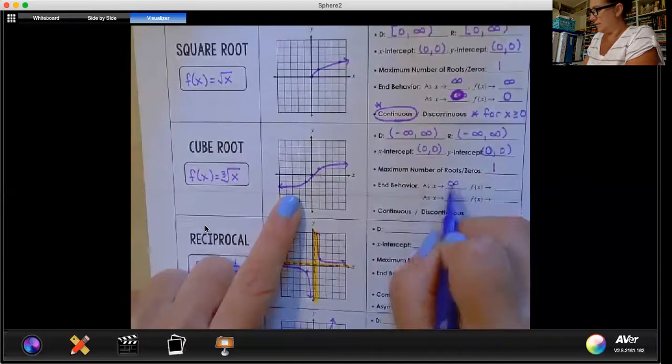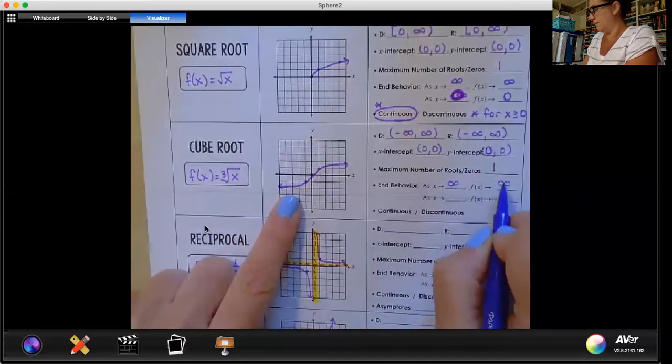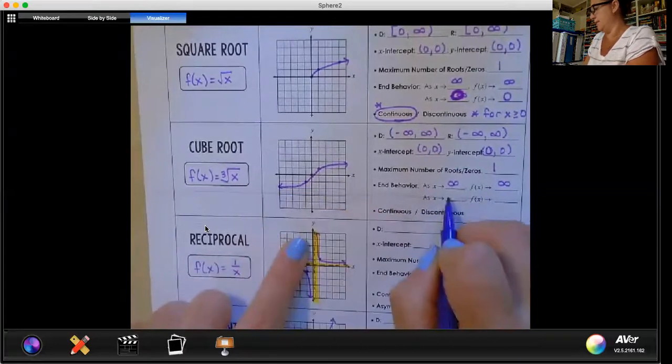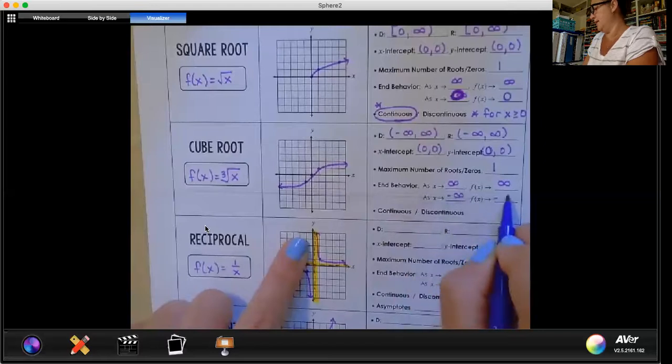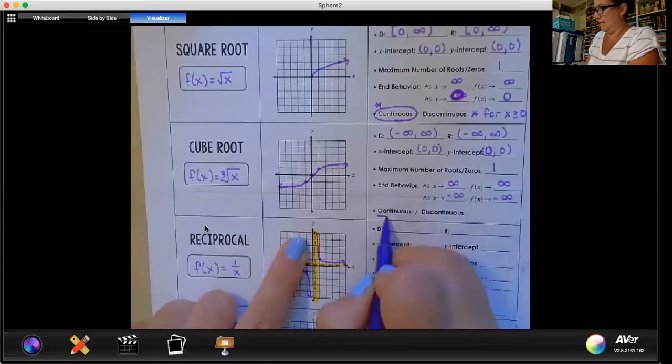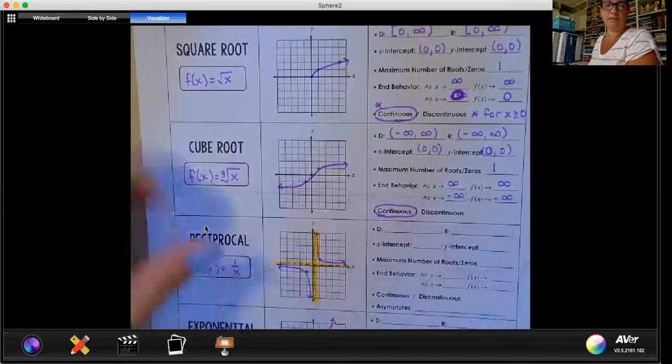As x approaches infinity, f of x approaches infinity, and as x approaches negative infinity, f of x approaches negative infinity, and it is a continuous function.